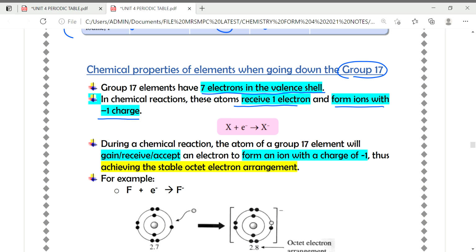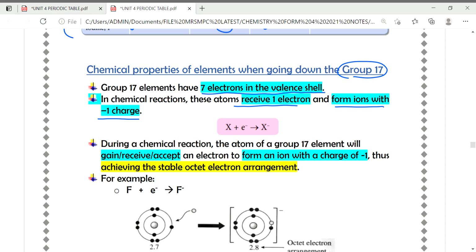Okay, when it comes to group 1, ada 1 valence electron. So it is not stable. So that's why group 1, since dia ada valence electron 1 sahaja, dia cenderung ataupun tends to donate electron tu. Bila kalau keluarkan 1 electron je, dia boleh dapat stable electron arrangement. Sebab tu group 1 dia menderma. So bila dia donate electron, dia become positive ions. Kita panggil cation ions.